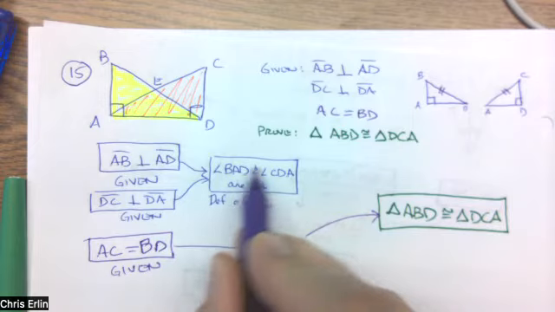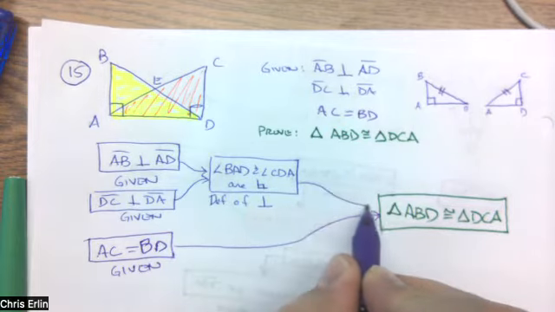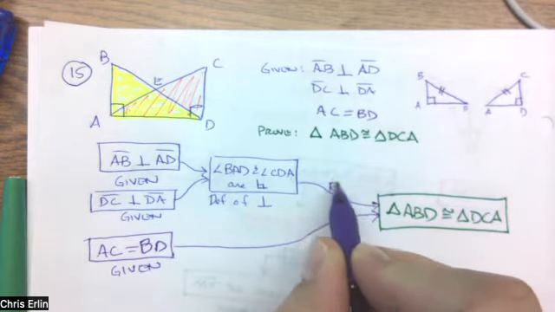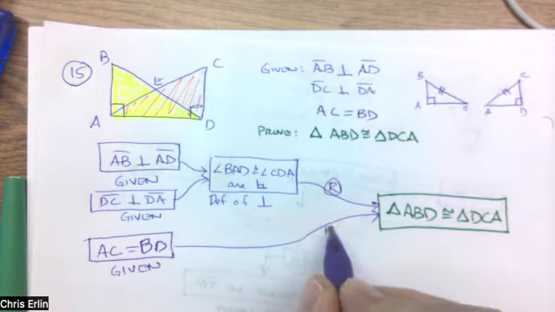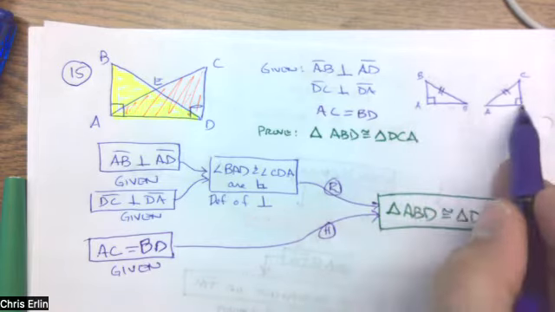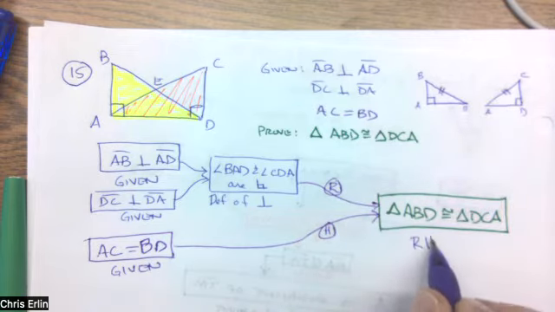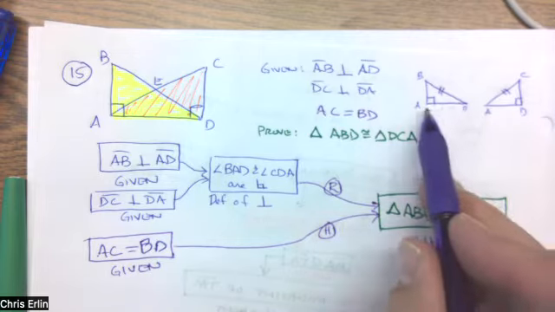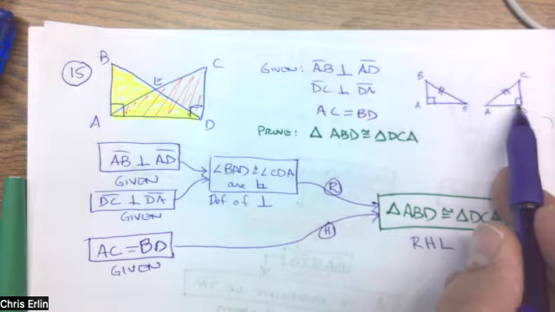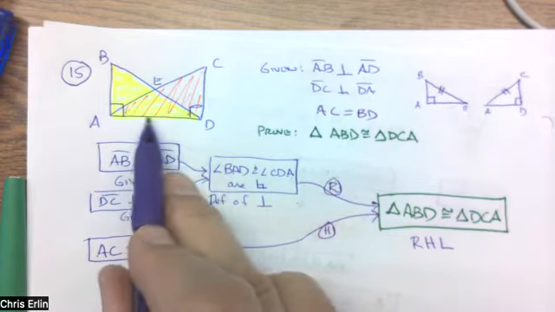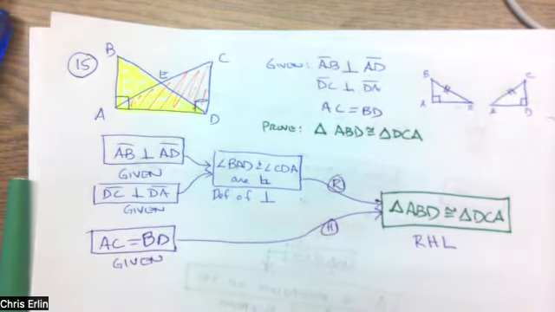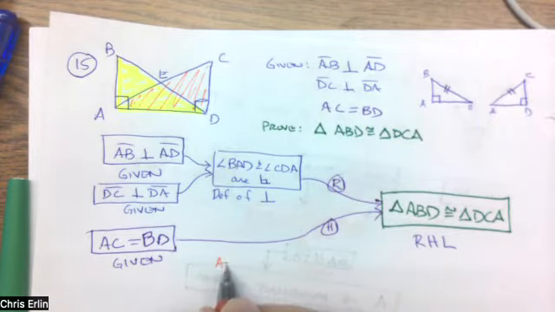Because we got right angles. We could turn those into congruence, but this gives us our R, and this gives us our H, right? Right angles, hypotenuse. So we're on our way to getting RHL. All we need is the L. Look at that. AD and AD are the same sides. So we can say that AD is congruent to AD by what reasoning?